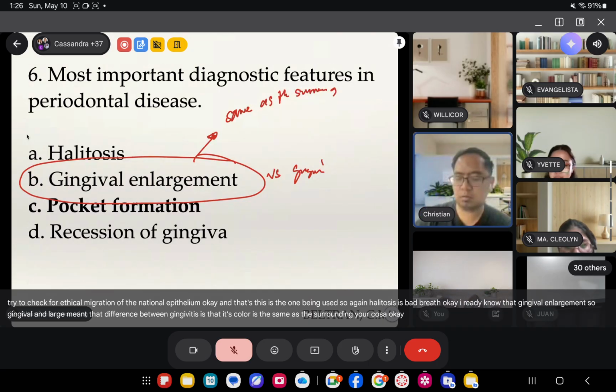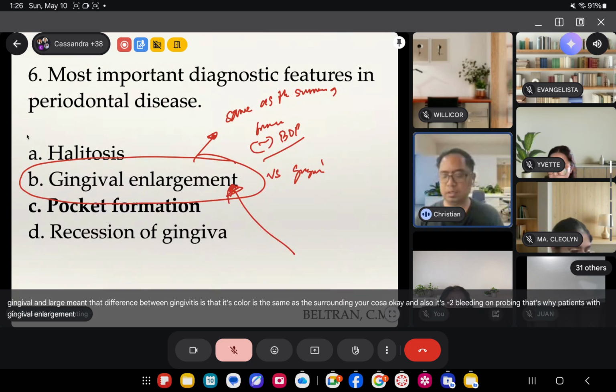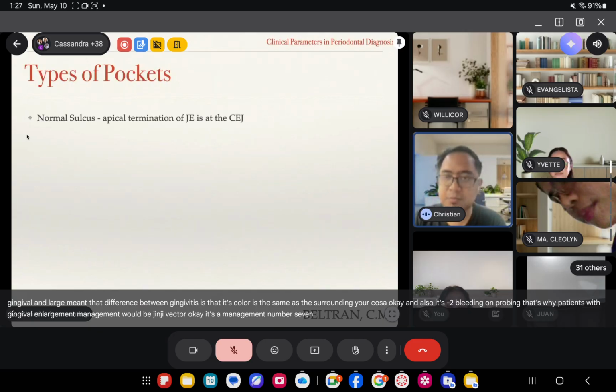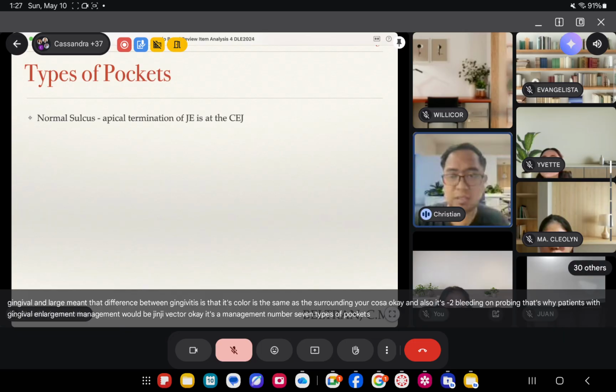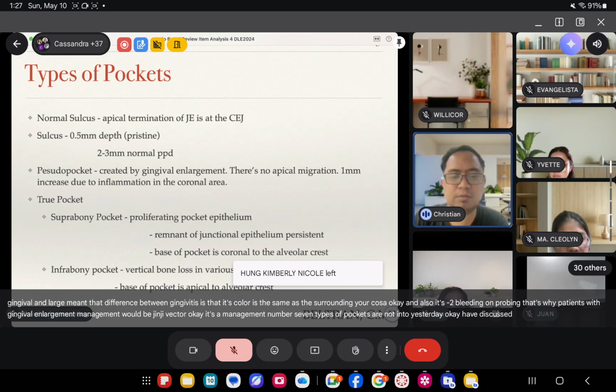And also, it's negative to bleeding on probing. That's why for patients with gingival enlargement, management would be gingivectomy. Okay, gingivectomy. It's a management. Number 7, ay hindi pa pala. Types of pockets daw. Na-discuss na natin to yesterday. I have discussed this yesterday already.